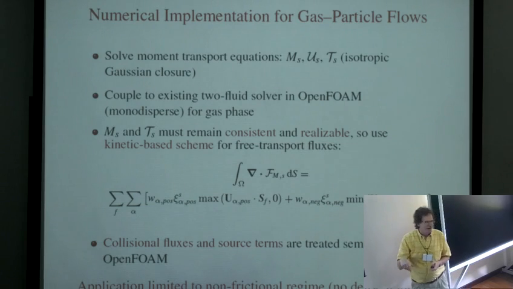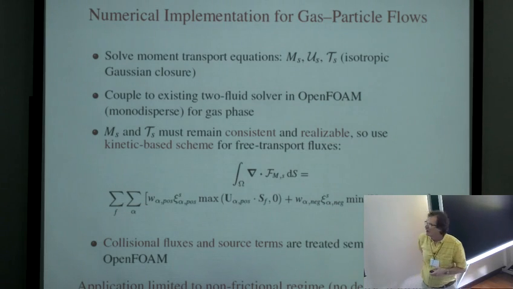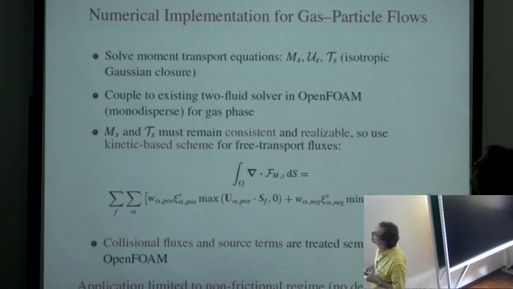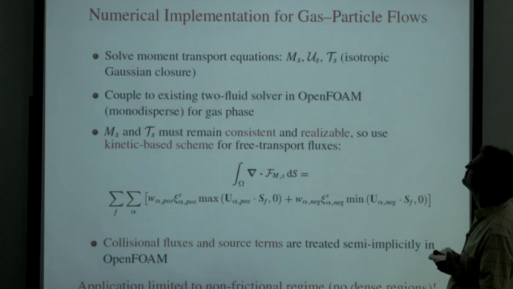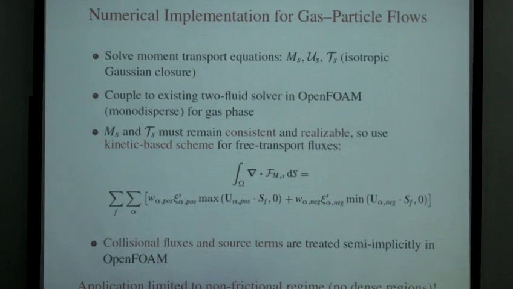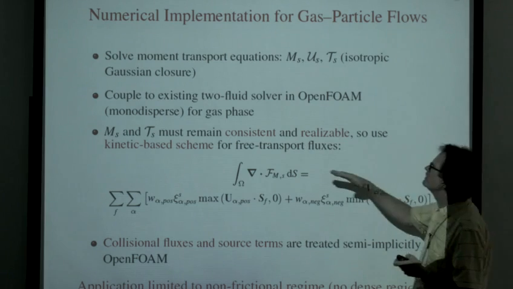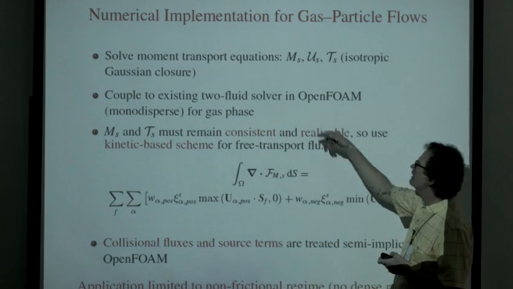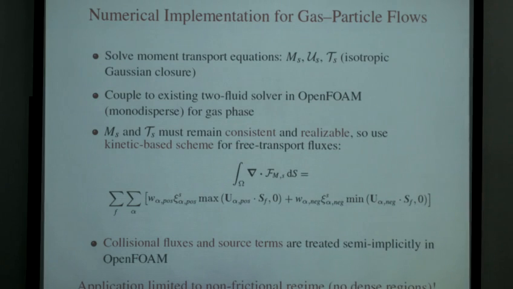Okay, so let's go back to the gas particle flow problem. So again, I'm going to go back to the simplest closure. I'm not going to use hyperbolic closure. I'm going to use isotropic Gaussian closure. So I'm going to go back to this MS, US, and TS. The goal of this was to couple with an existing solver that we had in OpenFOAM, because we had a good solver for gas phase and the coupling in the dense limit. So that's what we were interested in. So we wanted to do that.